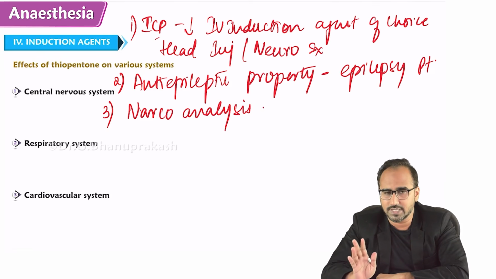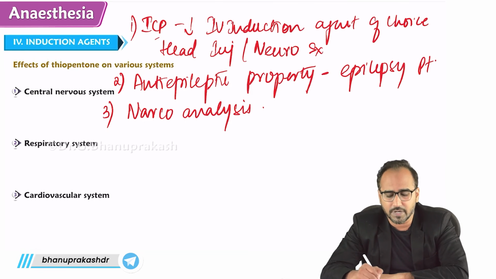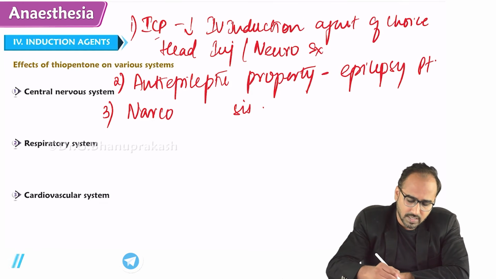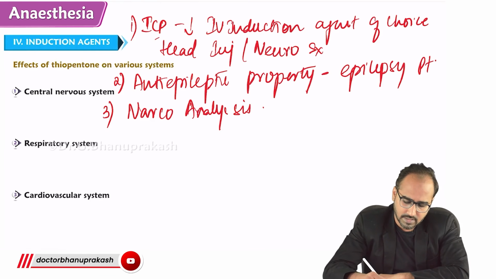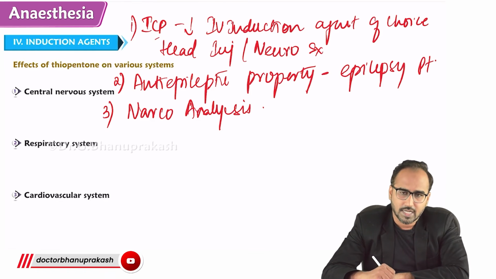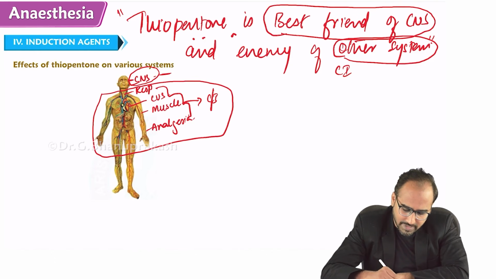Three good qualities on CNS. One, it can be used for head injury and neurosurgery as it decreases ICP. Second, anti-epileptic property, used for epileptic patients. Third, it can be used for narcoanalysis. Right? Next, coming to the enemies. Enemies of what systems? I already told you: it is an enemy to all other systems, respiratory, cardiovascular, muscle and analgesia.